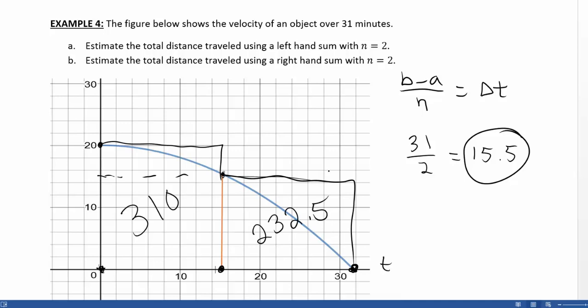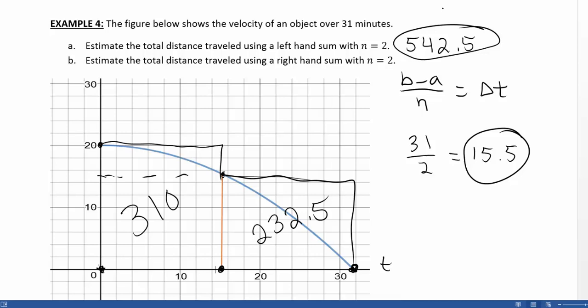Adding those two numbers together is going to give me 542.5. So that's my estimate for part A, 542.5. And looking at these rectangles, I can tell that this is an overestimate for the area under the curve because there's extra area there.